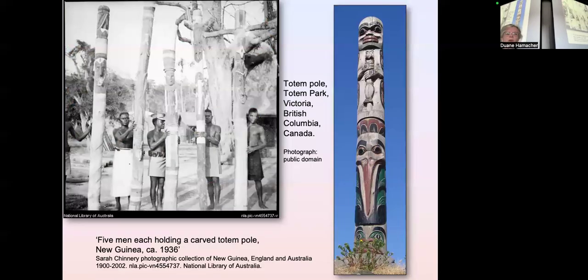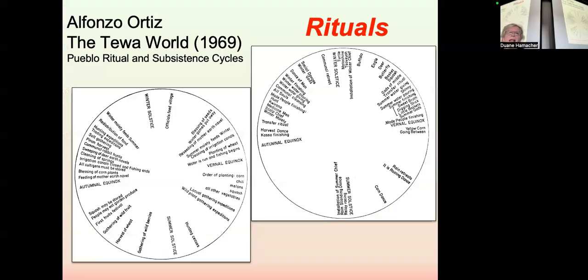We have totem poles all over the world. And now I'm going to get to ritual, because I do want to get to archaeology. With rituals, you won't be able to read that, but Alfonso Ortiz wrote about the Tiwa world, which is one of the Pueblo cultures. And he tells you to also read Richard I. Ford, who also writes about corn. Richard I. Ford writes about the way the Pueblo plant corn.